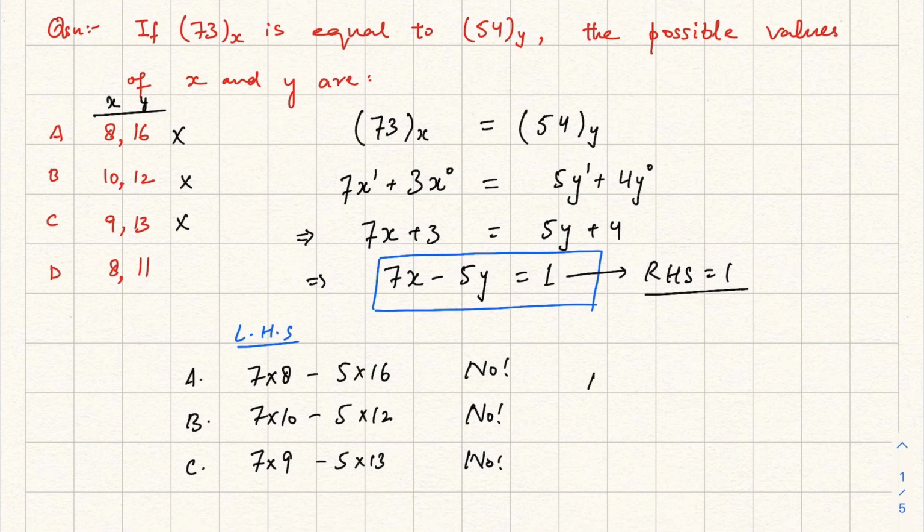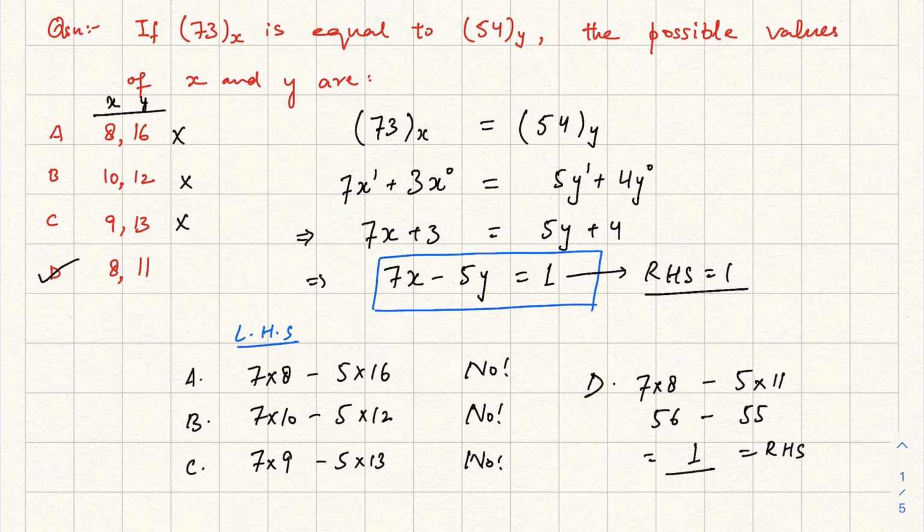Okay, but still if you want to check, we can provide the values. X value as 8. So 7 into 8 minus 5 into y value, which is 11. So 56 minus 55, so the answer is 1, which is equal to your right hand side. So option number D is the right answer to this given question.